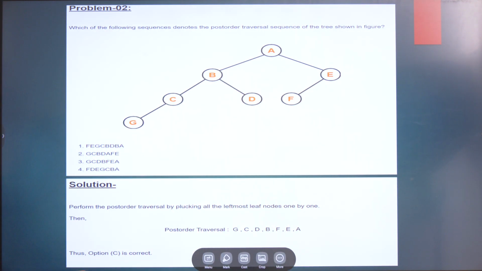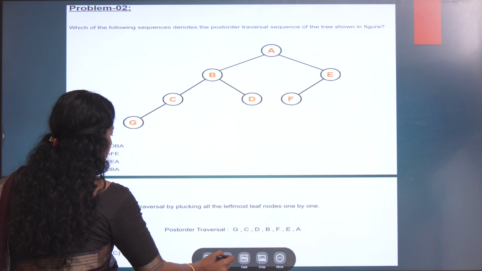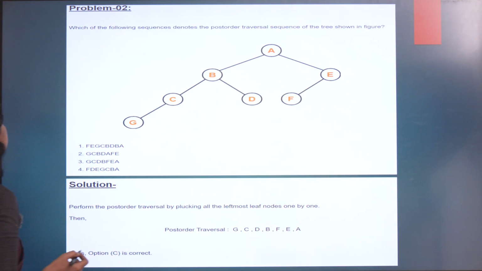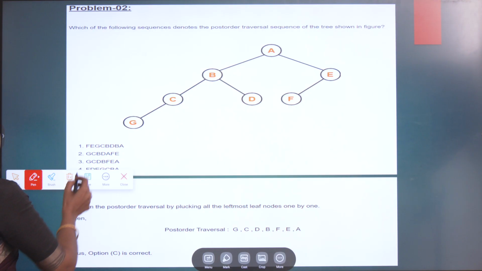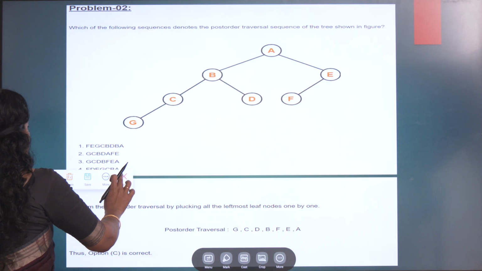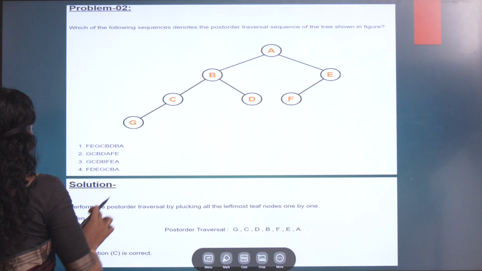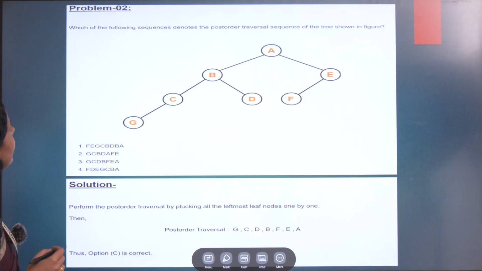And the next question: which of the following sequences denotes the post order traversal sequence of the tree shown in the figure? Here there is a tree and 4 options are given. From these we have to identify the post order traversal of the given tree.